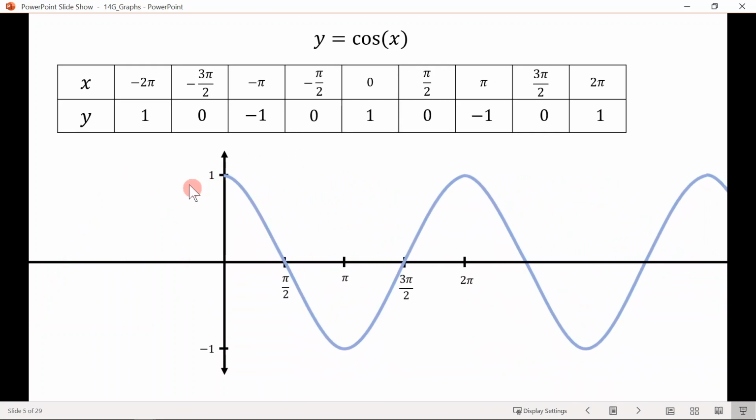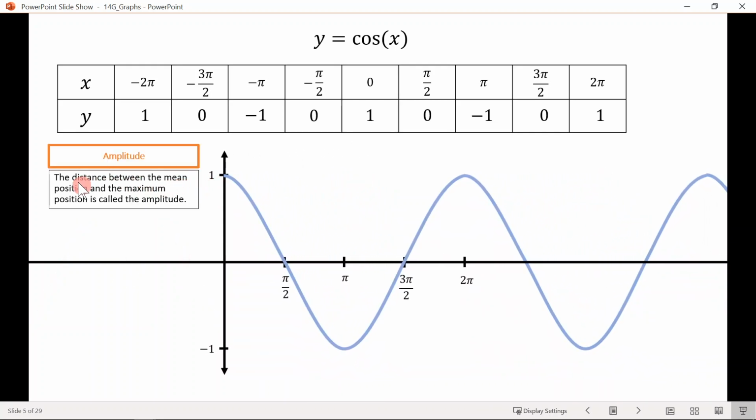Let's talk about our first idea, which is the amplitude. So what is the amplitude? The distance between the mean position and the maximum position is the amplitude. So if we were to visualize that, it's just this distance right here, which is of course going to be the same as this distance here. So our mean value is just the middle of our graph, and then it's just going all the way to the top. So it's quite clear that in this case, our amplitude is going to be 1. So we just say our amplitude is equal to 1.